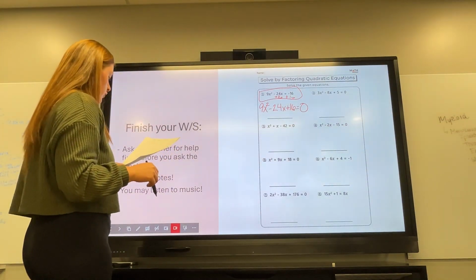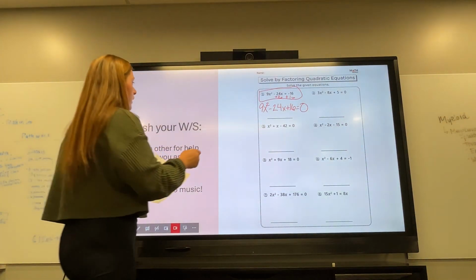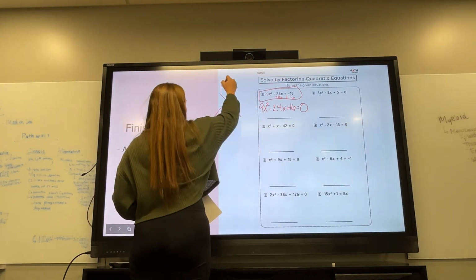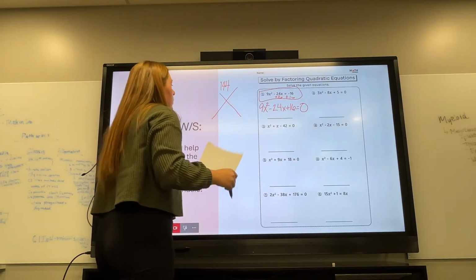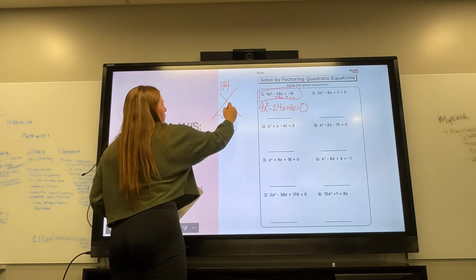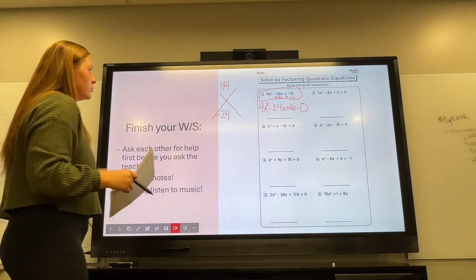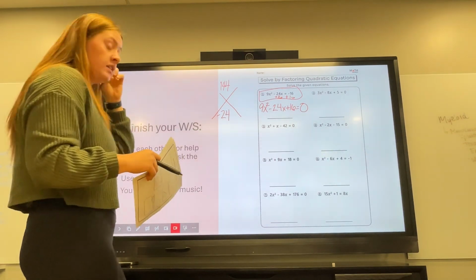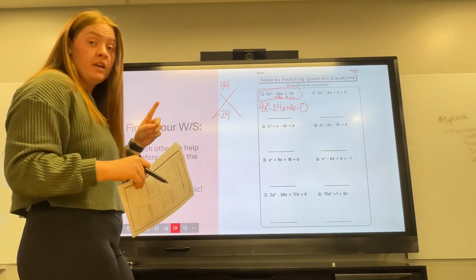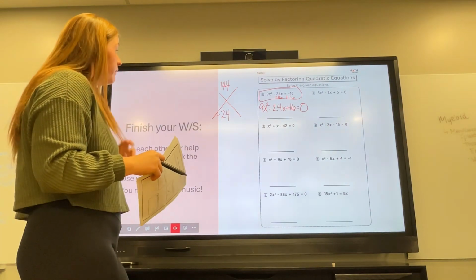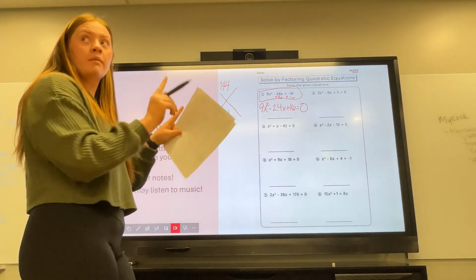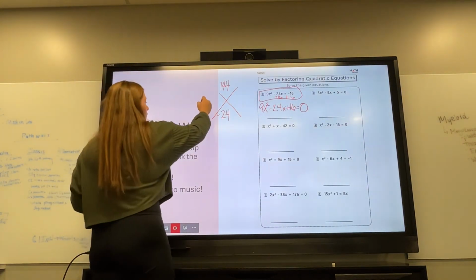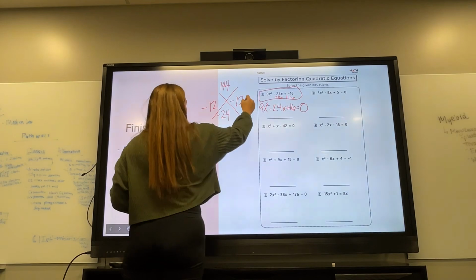Okay, so we'll put it in the big X, and I'll just kind of tell you. 9 times 16 is 144. And then we put our b value at the bottom. Okay, think about it. Two numbers that multiply to 144, but add to negative 24. A hint, they're both going to be negative, because two negatives multiply to make a positive, which is what we need up here. And you should get negative 12 and negative 12.